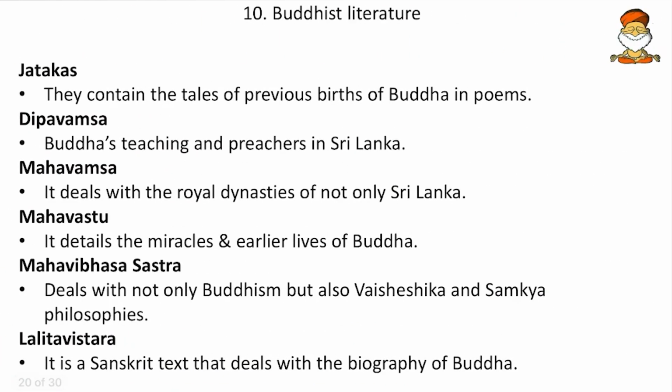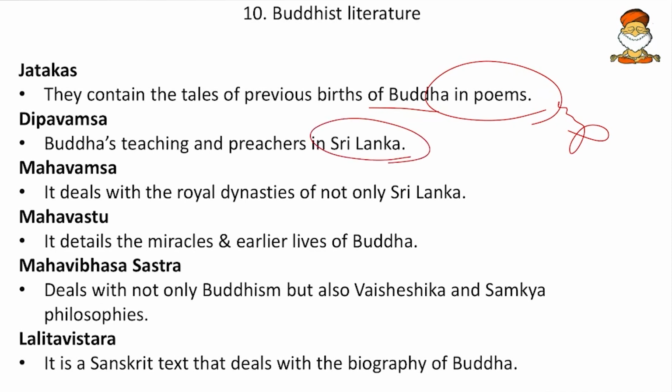Then Jatakas. So they contain the tales of the previous births of Buddha in the form of poems. So mark poems as important. And then Deepavamsha. So here Buddha's teachings and preachers in Sri Lanka is being depicted and explained. And Mahavamsha, it deals with the royal dynasties of not only Sri Lankan but also Hindu rulers. And then we have Mahavastu. So that deals with the miracles and earlier lives of Buddha.